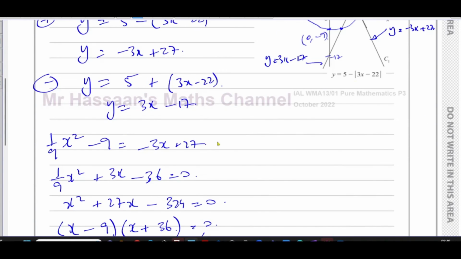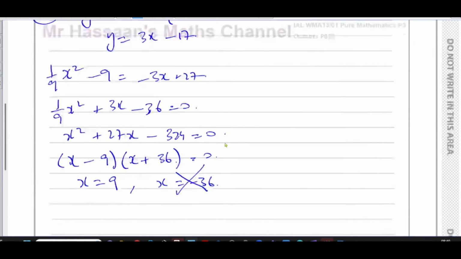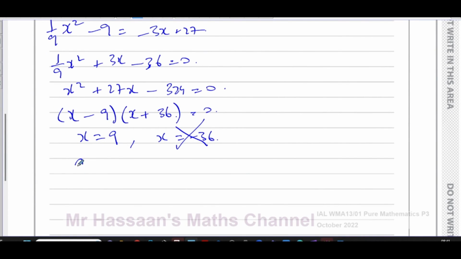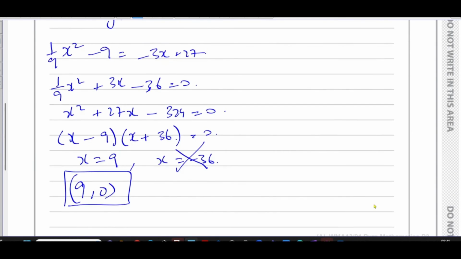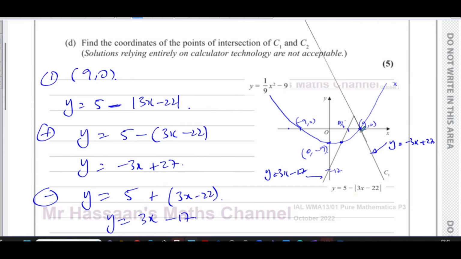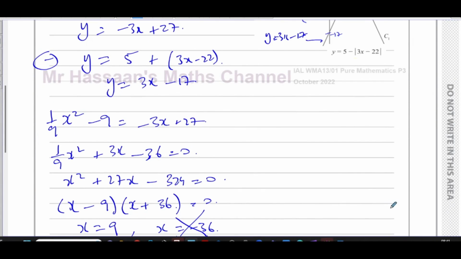Okay, the question says find the coordinates of the point. So the x coordinate is 9, and of course the y coordinate is 0. That's on the x-axis. So that's 1 point. We didn't actually have to do that, because we know they both pass through 9. So that was just a bit of extra stuff.